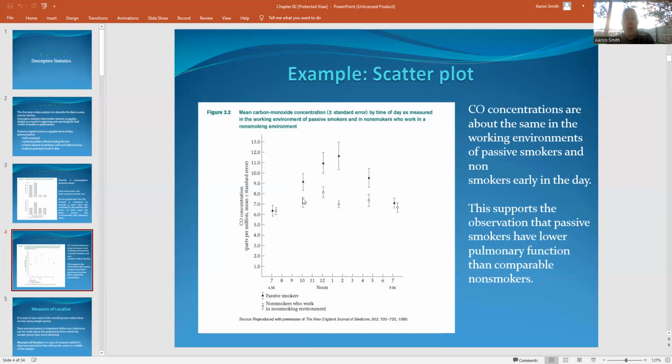Now look here. We see that the darker one is higher up, darker one is higher up, and then they go to about the same. We can see there's a trend of the darker being higher and the circles being lower. So this leads us to hypothesize that the CO in passive smokers is greater than in non-passive smokers from late morning to early evening hours.